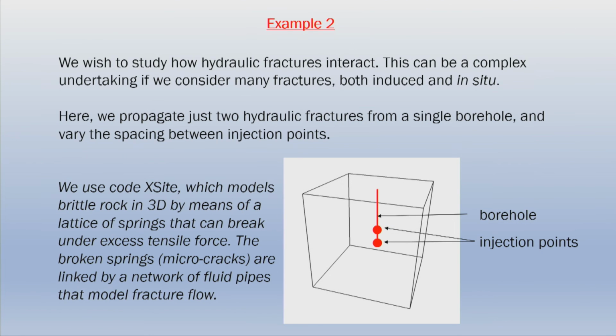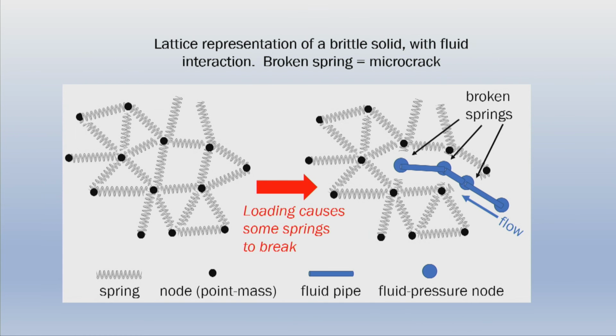The second example of a simple model is in hydraulic fracturing. We want to study how fractures interact. So here we have two simple injection points. We use this code XSite, which models brittle rock by a lattice of springs. And I'll show you a picture of this. So these springs are elastic. And when you apply loads to this, some of these springs can break. And this corresponds to a microfracture.